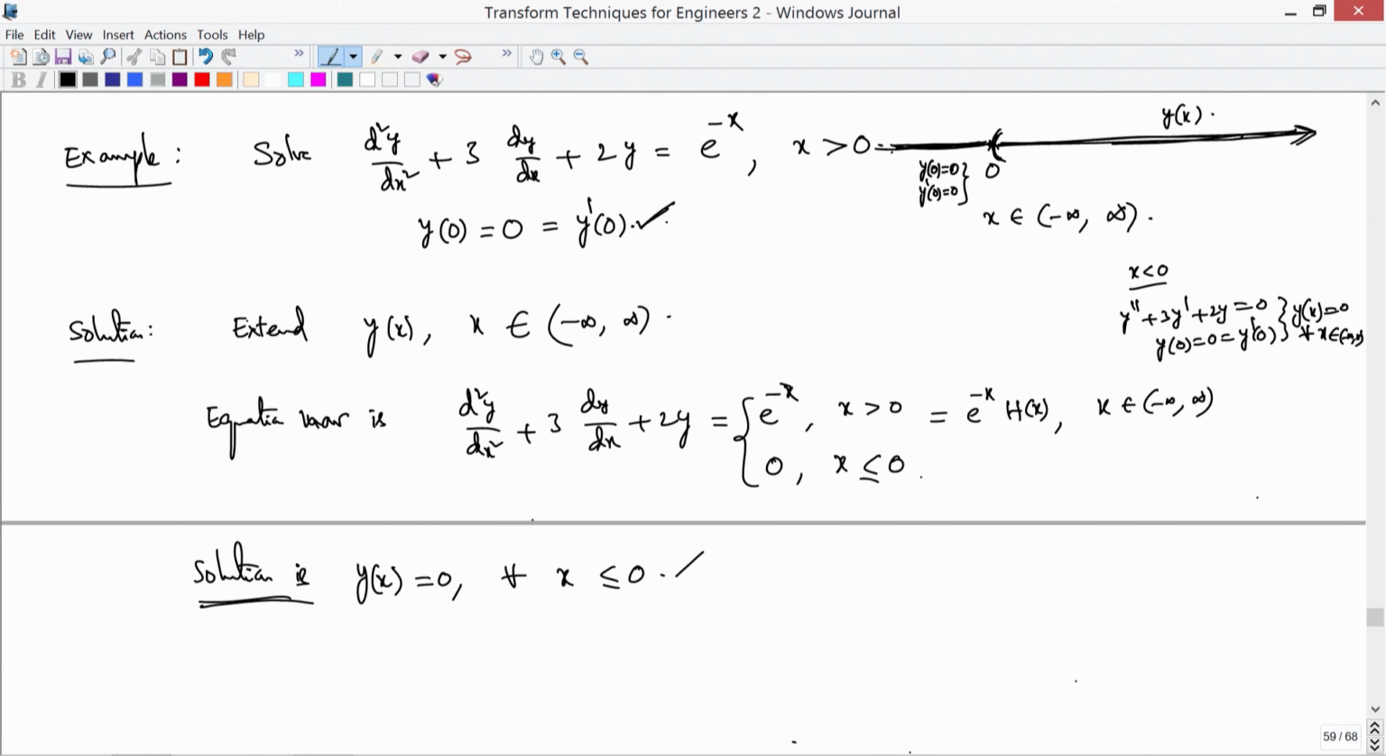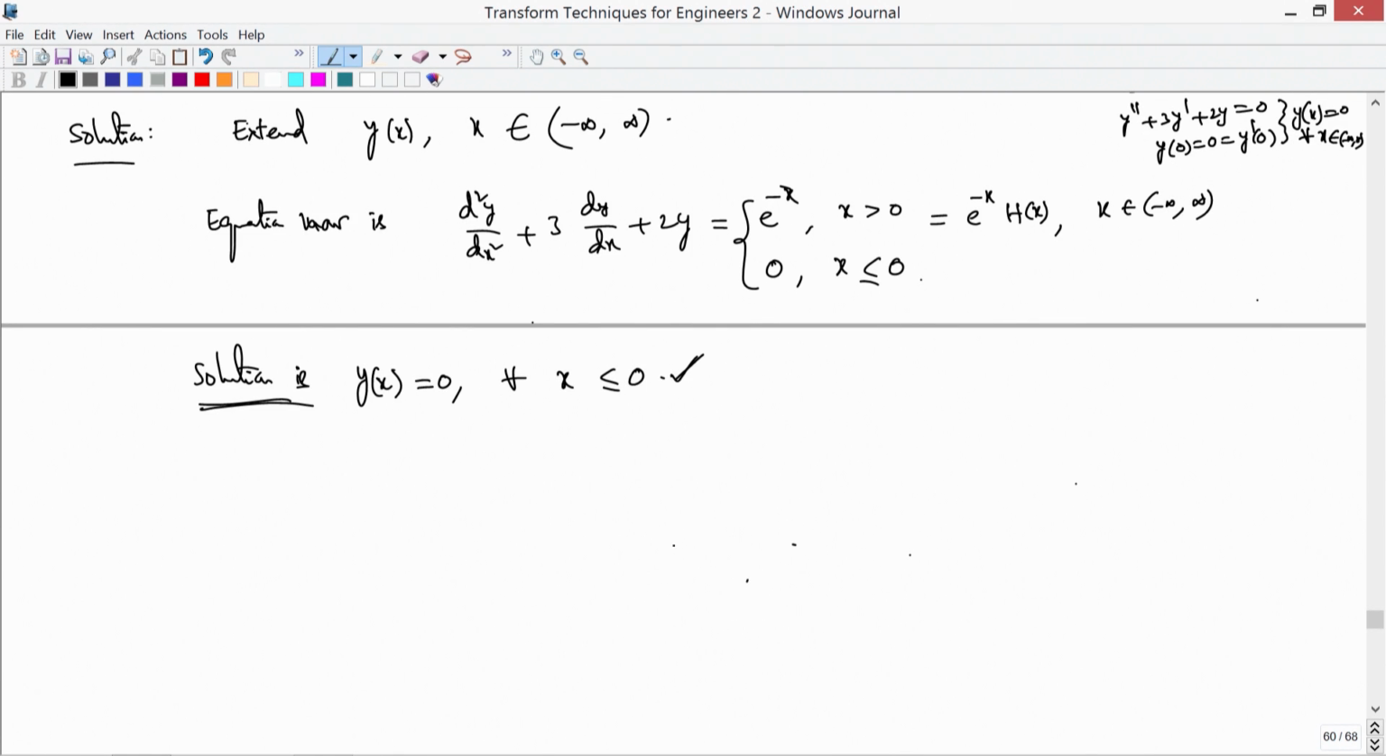These conditions are already utilized. Now, if you apply the Fourier transform to this full equation, what do you get? If you apply the Fourier transform to d square y by dx square, written as y double dash, plus 3 times dy by dx, that is y dash, plus 2 times y, equal to e power minus x h of x, with the cap of xi.